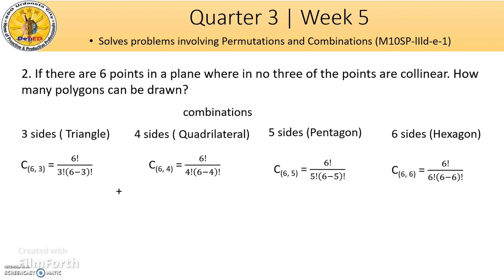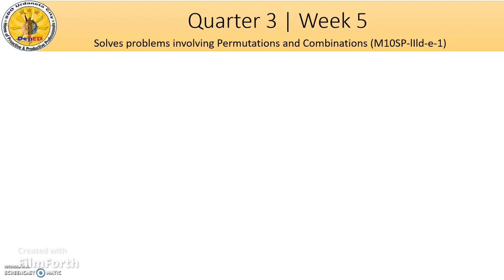So, we just compute. So, we just add them. So, for 3 sides, there are 20 possible. For 4 sides, we have 15 possible. For 5 sides, 6 possible polygons. For 6 sides, only 1. So, you just add them. You have a total of 42 polygons.